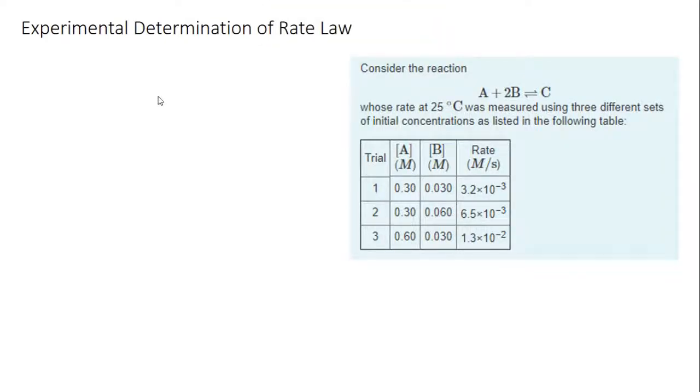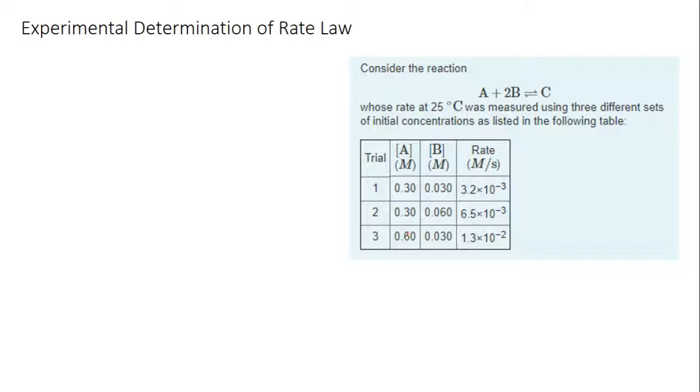For the third question, determination of rate law, we're asked to look at the reaction of A reacting with 2B goes to C and determine the rate law for this reaction. To determine that, we have to look at the different rates at different concentrations. Between reaction 1 and 2, they double the concentration of B, 0.03 to 0.06. And between trial 1 and trial 3, we double the concentration of A.